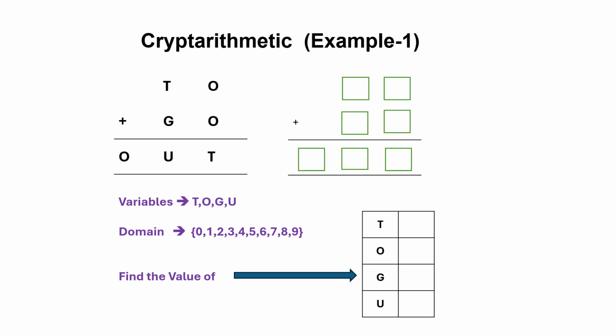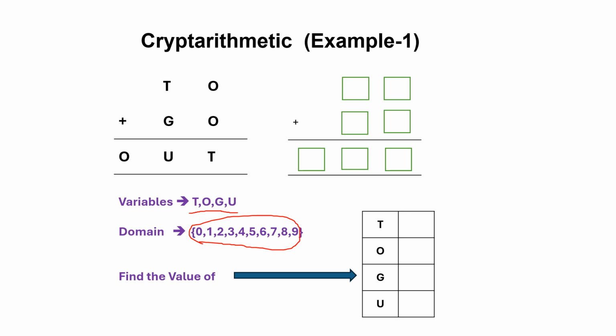Here is an example: TO plus GO is equal to OUT. So here we have to find the values for T, O, G and U. Here the variables are T, O, G, U and the domain, that is, what numbers can be assigned to those variables, is from 0 to 9 that we discussed. From this, we have to find the values for T, O, G, U, and instead of the text, send that number, so no one can read your message to go out.